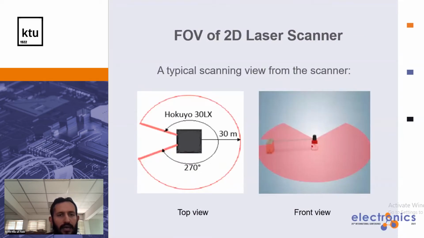We are using a single 2D laser scanner. You can see on the left figure that this scanner has a 30 meter range, and it has an angular range of 270 degrees. You can see on the right-hand side that if we place it in some environment, it can scan any object which is present within the vicinity of this 30 meter range.